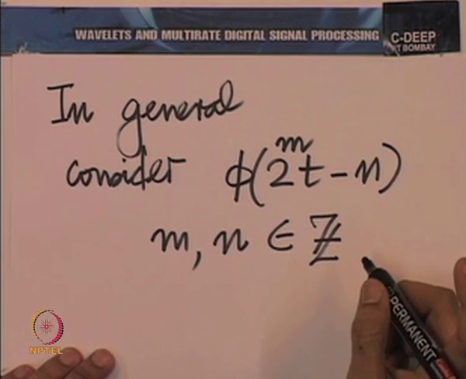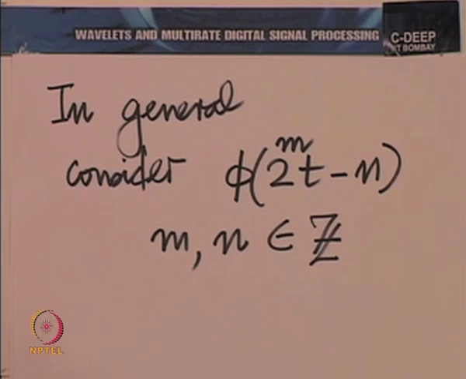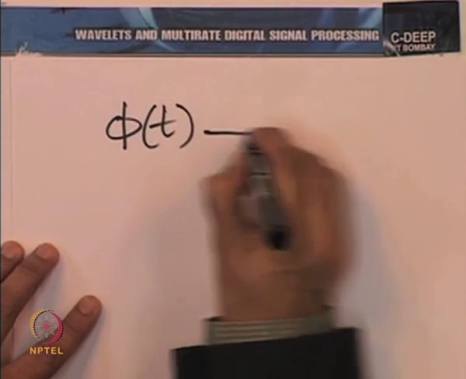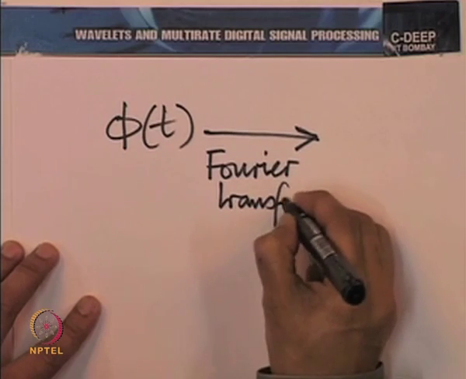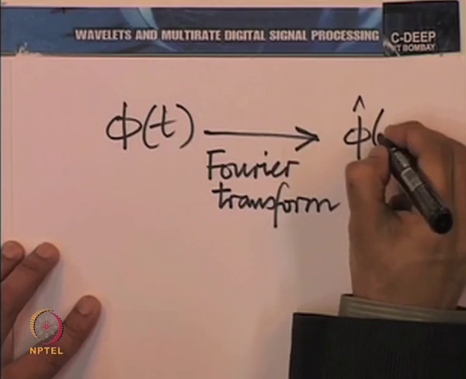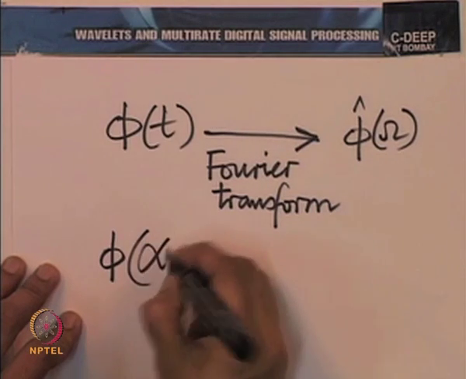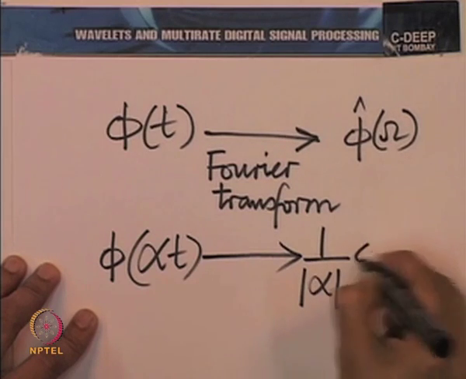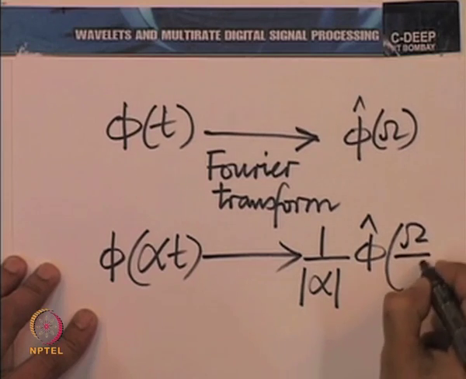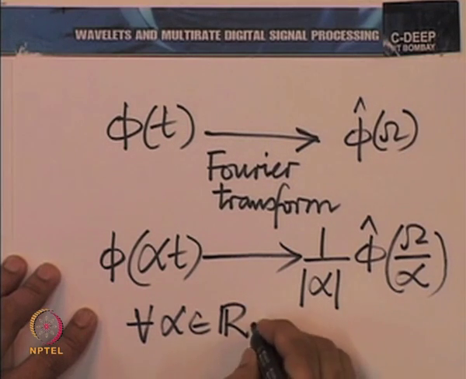Now, you will recall that there is a very simple result in the Fourier transform, which says that if phi t has the Fourier transform phi cap omega, then phi alpha t has the Fourier transform 1 by mod alpha phi cap omega by alpha, for all alpha belonging to the real numbers other than 0.